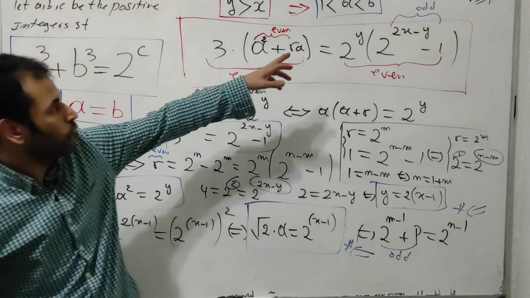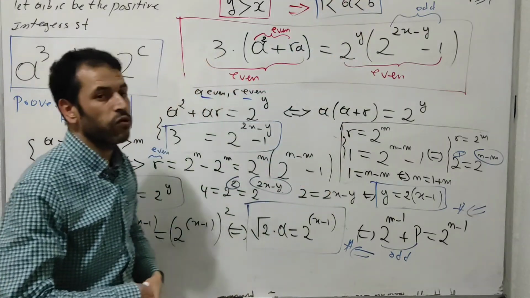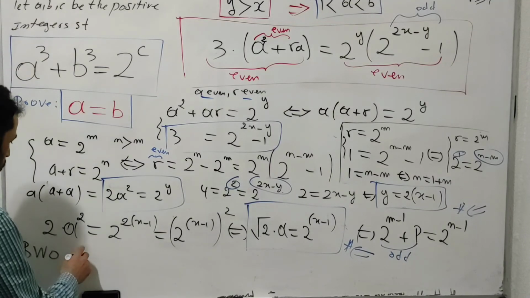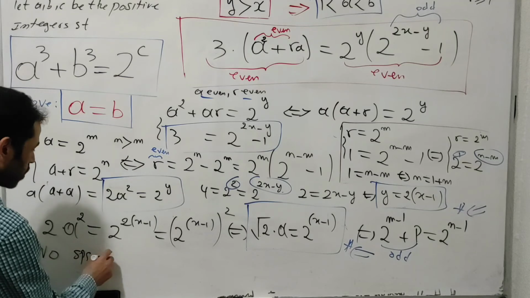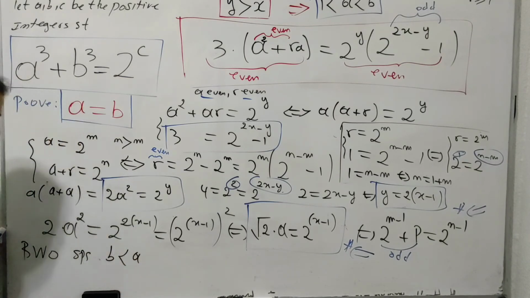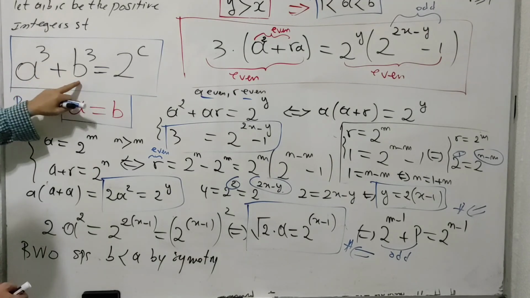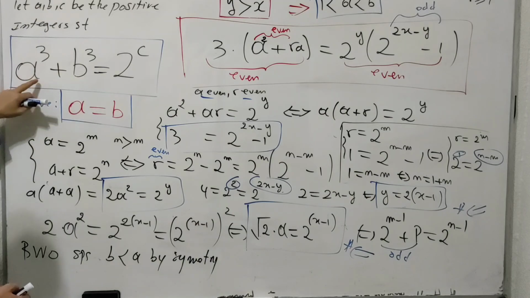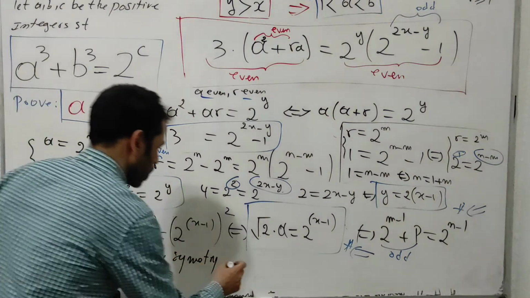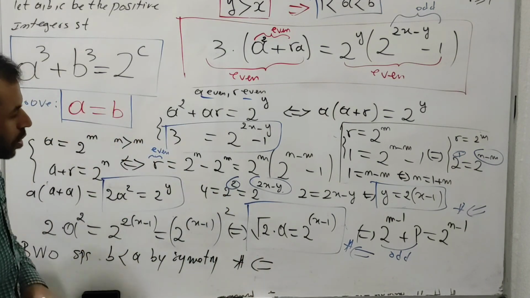We have just proven a strictly inferior to b. So by way of contradiction, we are going to suppose b strictly inferior to a. By symmetry, because a and b are symmetric in this equation, a and b are playing the same role. So we will do the same job, and at the end we will find the contradiction. So the same thing. Now we are done with this problem.